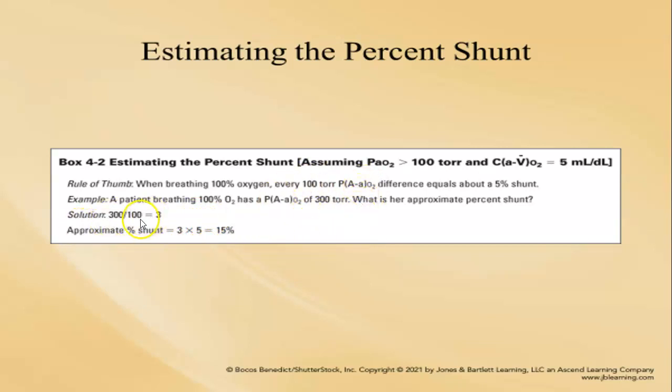Take the AA gradient divided by 100 if you want to use the 5, or 50 if you want to use the 2, and that equals 3, and then 3 times 5 is 15. So that's an easy way to kind of estimate your shunt. And again, this could easily just be 300 divided by 50, which would be 6, and then it would be 6 times 2, which would be 12. So you see, 12, 15, they're going to be different, and these are an estimate.